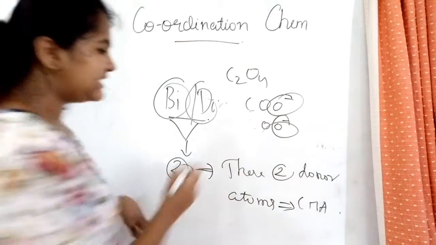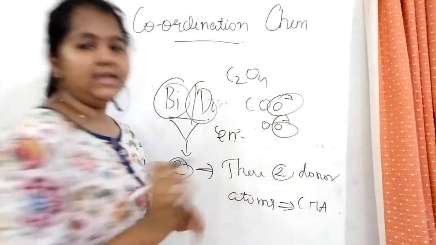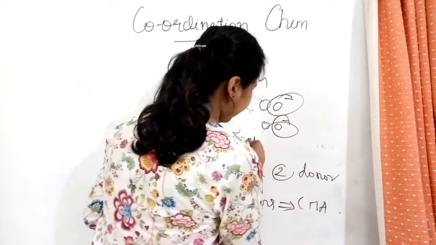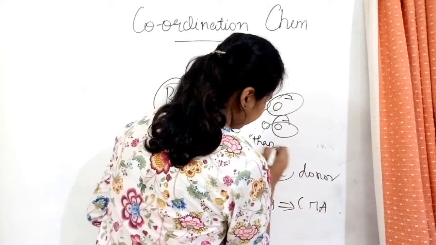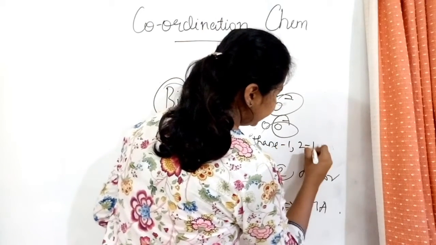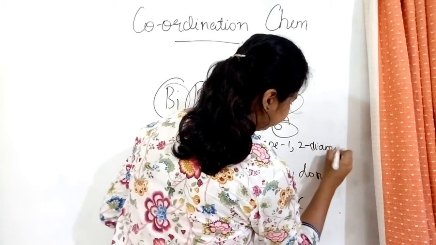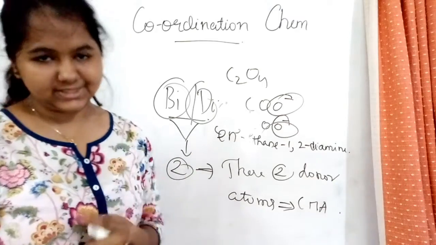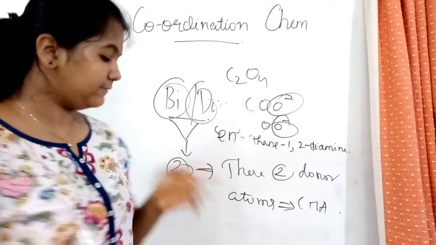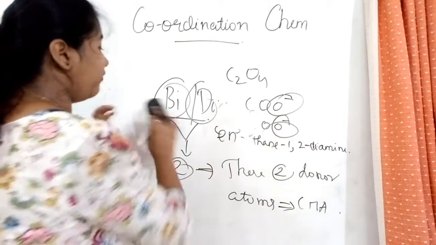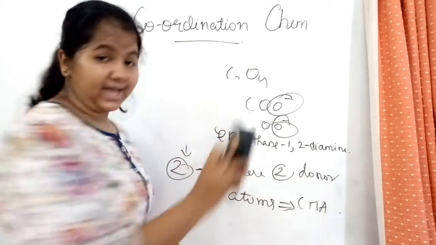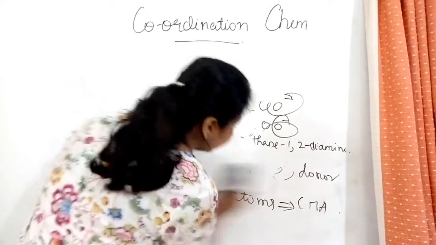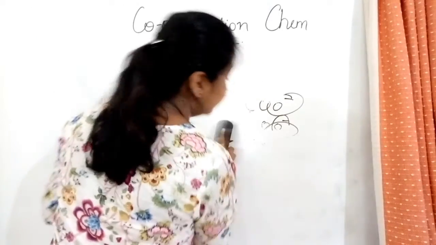Likewise, another example is en. What is en? En is ethane-1,2-diamine. Okay, so now let's see about polydentate. We don't have to learn about tridentate; we have to learn about polydentate ligands, the ligands with denticity 6. That is the only thing that we have to learn for our school board exams.